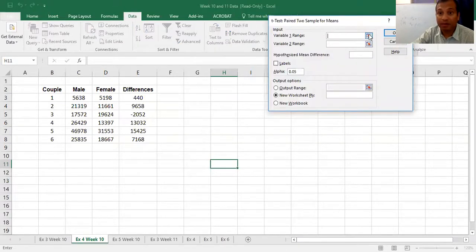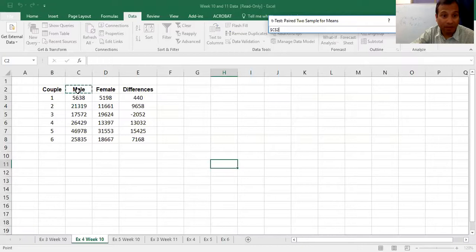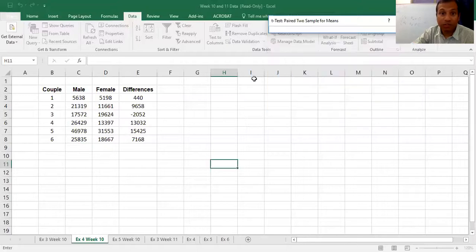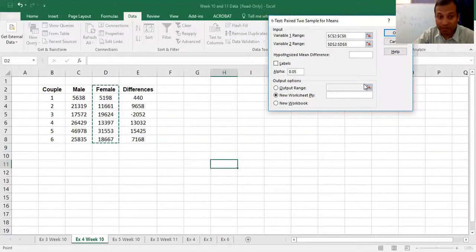Okay, Range 1, give male. No need to include the couple 1 to 6 inputs; that is just notation for us, showing how many couples this experiment has. Range 2, female. No need to put the differences over here; that is for the next calculation, part B. What is the hypothesized mean difference, mu D? It's 0. Put 0. I have included labels, male and female, so I'm ticking Labels. If you have not included them, don't tick.